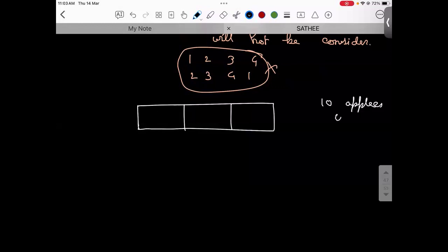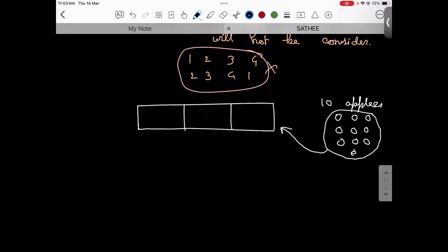You can say like this. These are apples. You can consider like this. Okay. I have 10 apples. Now I need to put these apples in this basket, in these 3 baskets. So how can I put these apples in the baskets?